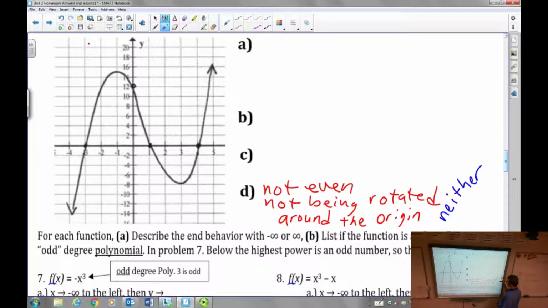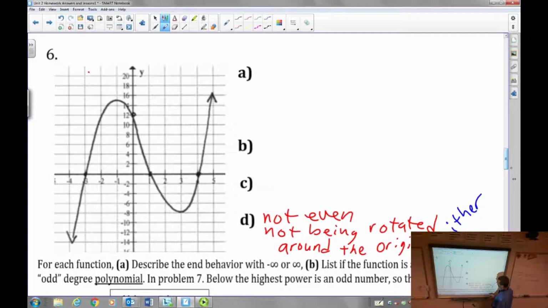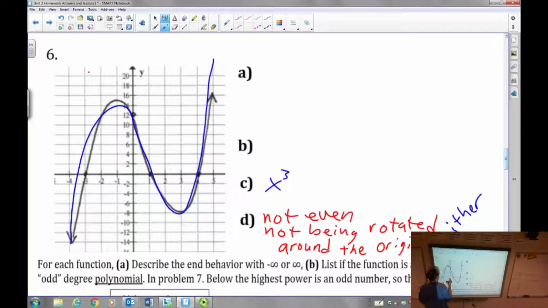Okay, so there's your answer for number 6. Working our way backwards, going this direction, if you do it in your calculator, you'll notice it's some kind of x cubed. It looks like it's maybe shifted up to 12-ish, and maybe moved back to the left a little. So not exactly sure. Maybe something like that.